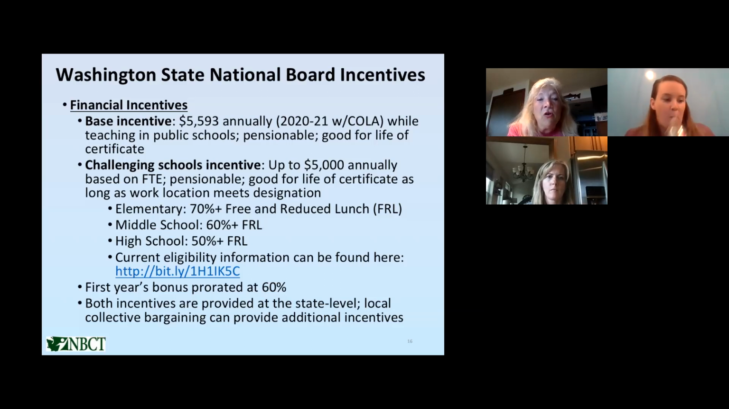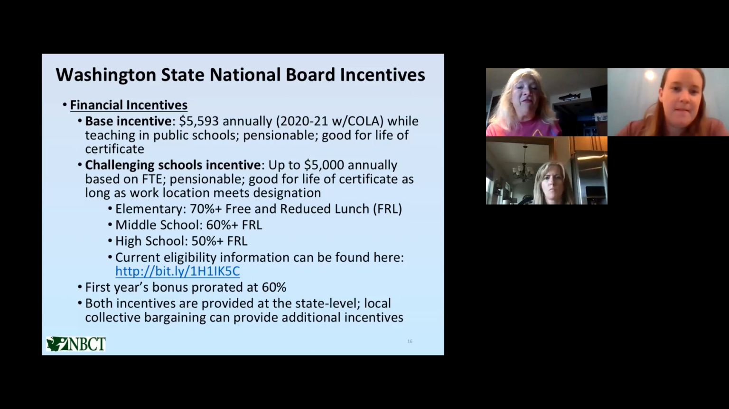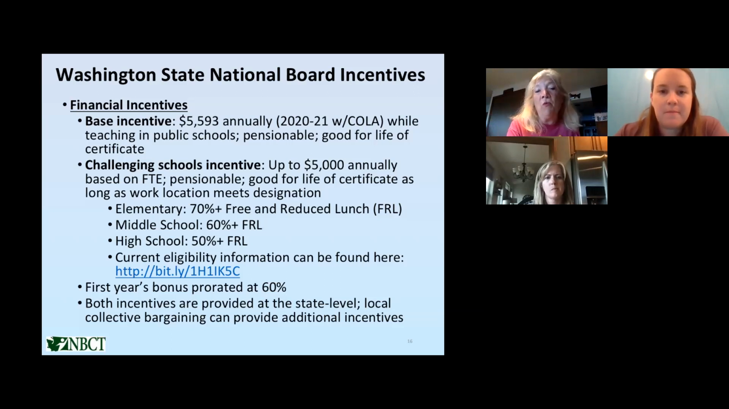And then if your school is called a challenging school, you will receive, I don't know why it says up to, but you do receive $5,000 annually, based on your FTE. So if you're a 1.0 FTE, you'll get the full $5,000. For elementary, that means your school is at 70% free and reduced lunch. Middle school, it needs to be at 60% free and reduced, and in high school, it's 50%. There is a link to the eligibility, but it is based on your October lunch count from the year prior.